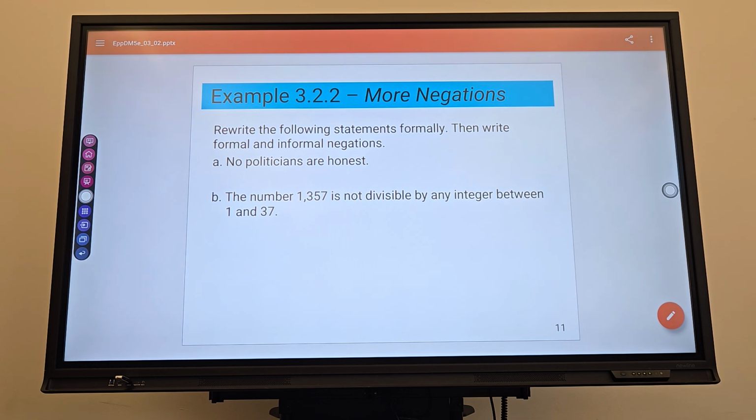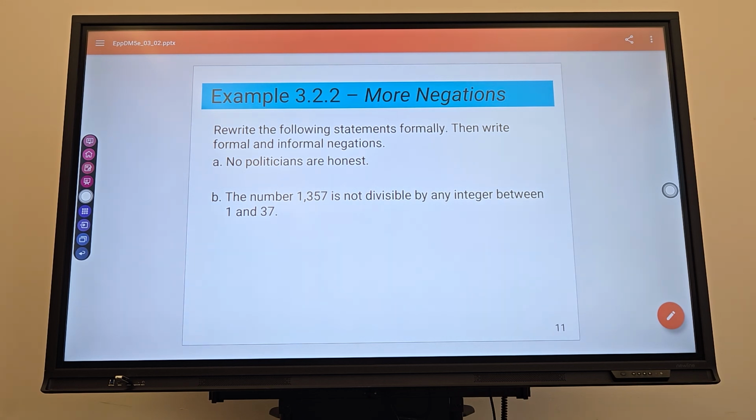Rewrite the following statements formally, then write the formal and informal negations. No politicians are honest. I think that's called a tautology. Always true. Now, for all p in politicians, p is not honest. The negation: there exists a p in politicians where p is honest.